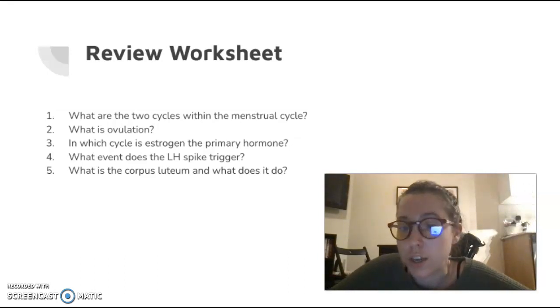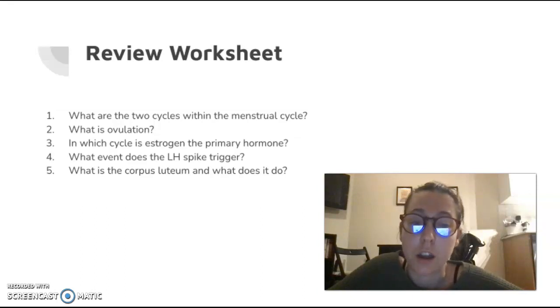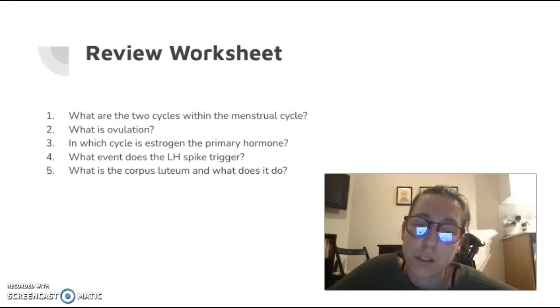Here is a worksheet to test knowledge after viewing that presentation. We have a few questions. What are the two cycles within the menstrual cycle? What is ovulation? In which cycle is estrogen the primary hormone? What event does the LH spike trigger? And what is the corpus luteum and what does it do?